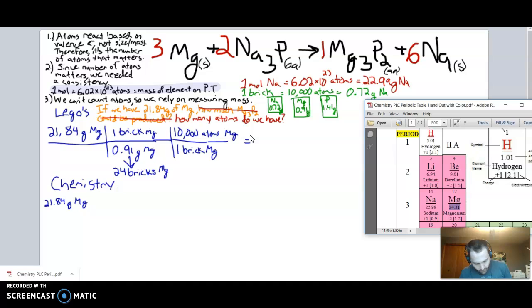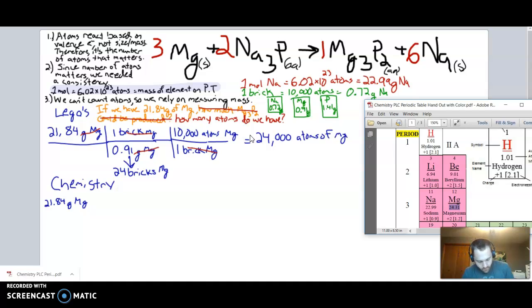So, we could follow this, and we can, for those of us that like to cross out our units, we can see all those cancel out. And if you did this, you would get your answer of 24,000 atoms of magnesium.